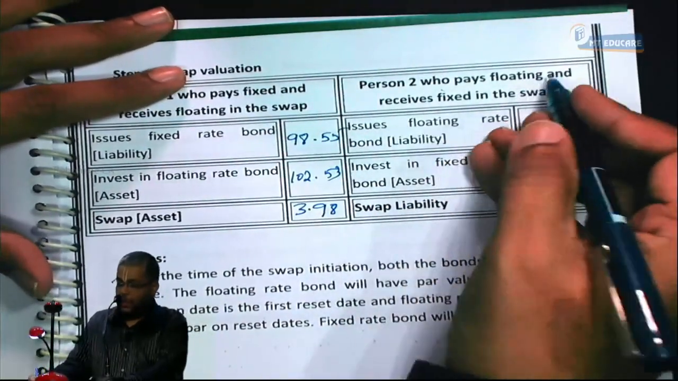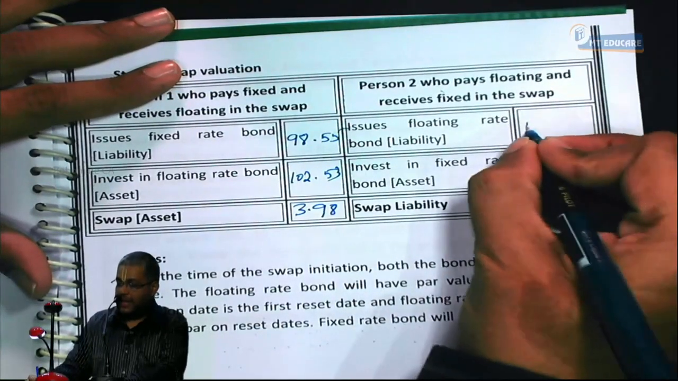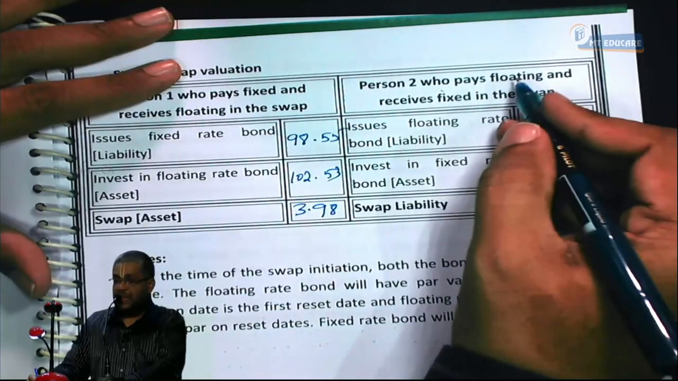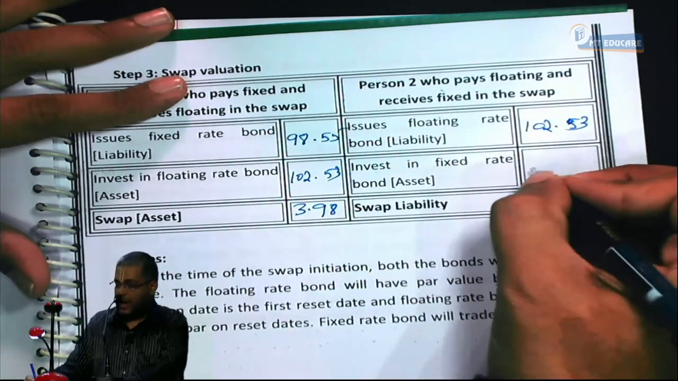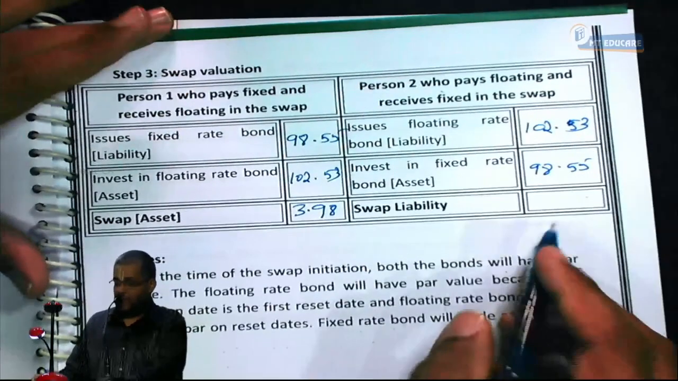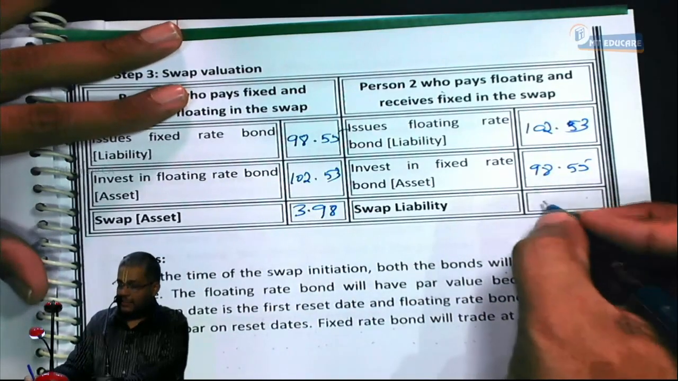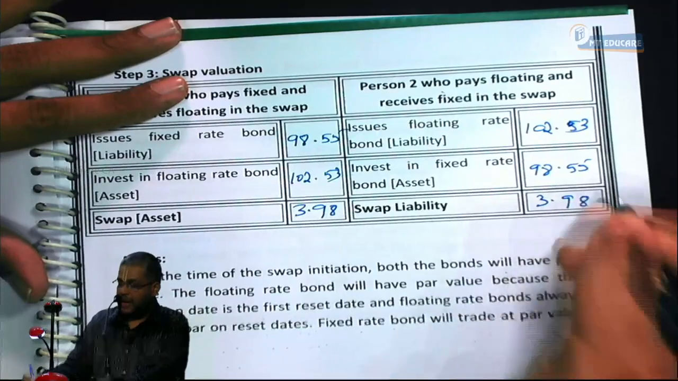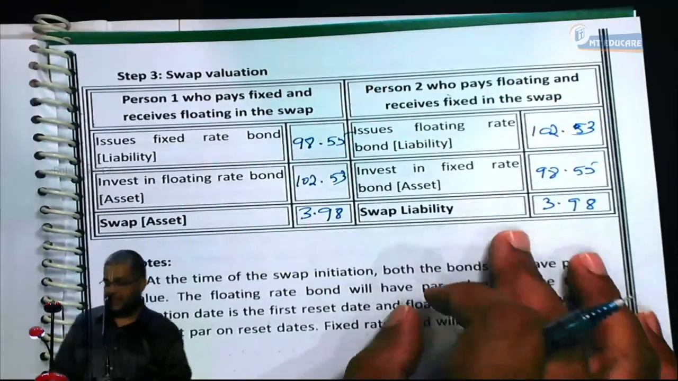The other party, opposite here, is going to pay what? Floating. So the floating rate bond becomes what? Liability. How much liability? 102.53. He is investing in what? Fixed rate. Hence receives what? Fixed interest. It becomes what? Asset. What asset? 98.55. So what is the swap liability? 3.98. The swap liability is 3.98.